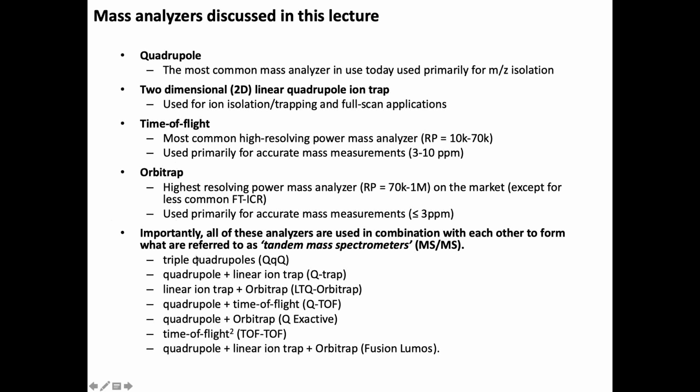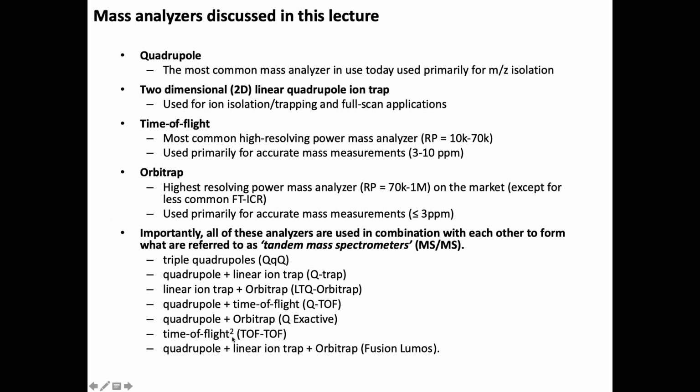But if you look at the triple quads, if you want to do targeted PK/PD studies, you're going to use a triple quad. They're ubiquitous. They're everywhere. It's great for quantitation, but it's terrible for identification and other types of things. Q-traps, linear ion trap or LTQ Orbitraps, quadrupole time of flights or Q-TOFs, those are very, very common. Quadrupole Orbitraps, we have one of those in my lab in the other building, the Q-Exactives. There are TOF-TOFs.